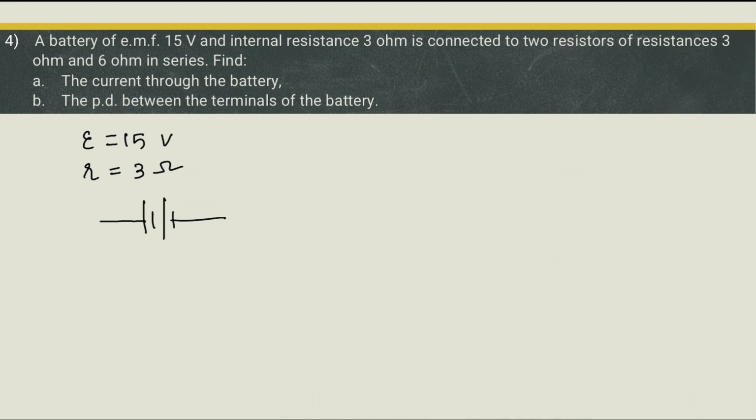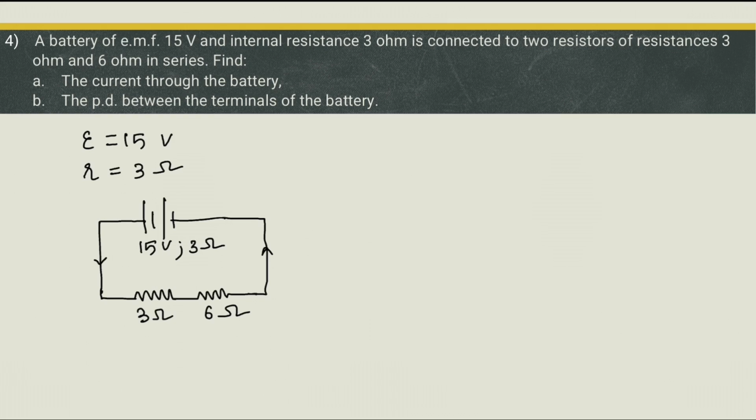First, a battery of EMF 15 volt and internal resistance 3 ohm. This battery is connected in series with 3 ohm. 3 ohm is in series with 6 ohm, and then 6 ohm is connected to the battery. So this is how the circuit diagram looks for this particular question.